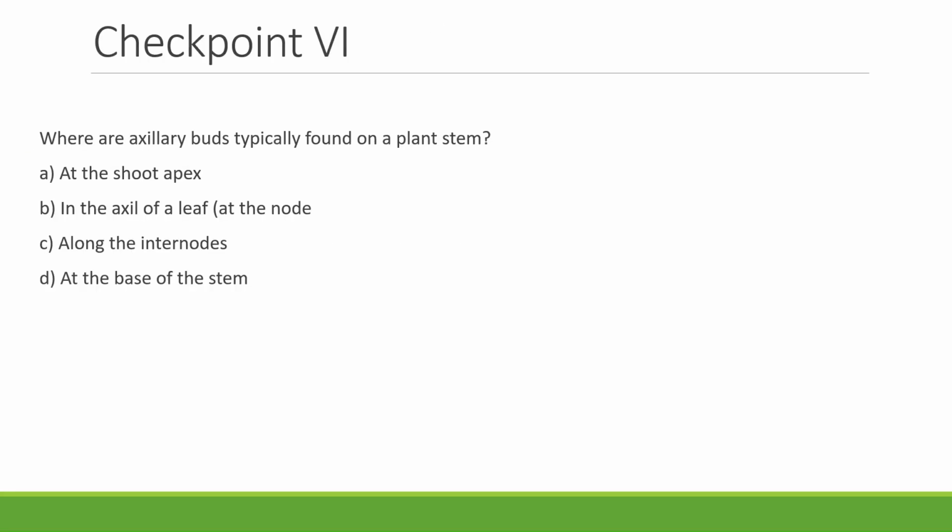But first, let's do a checkpoint question. Checkpoint 6. Where are axillary buds typically found on a plant stem?